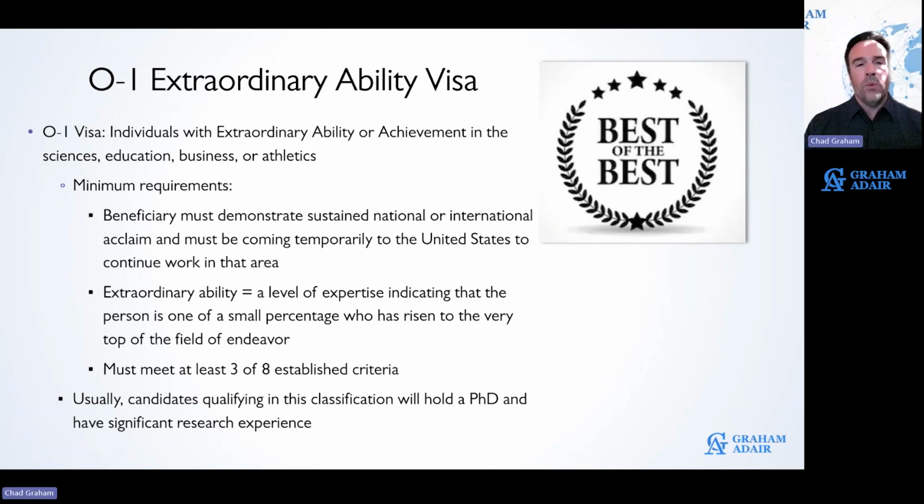And typically, the people that we see that qualify have a PhD. And the reason is that the 8 criteria I'm going to show you, it's helpful if you're going for a PhD, because the things that you do within a PhD program lend themselves to meeting some of these 8 criteria. But that's not to say that a PhD is required.